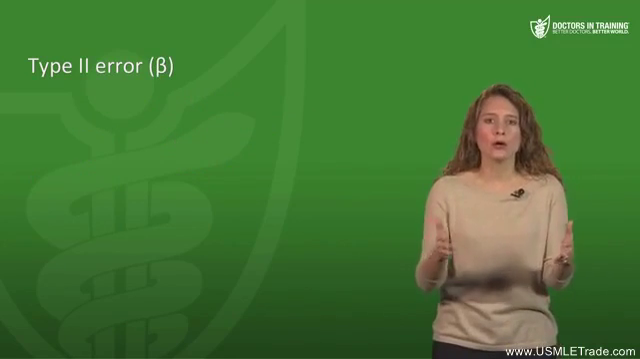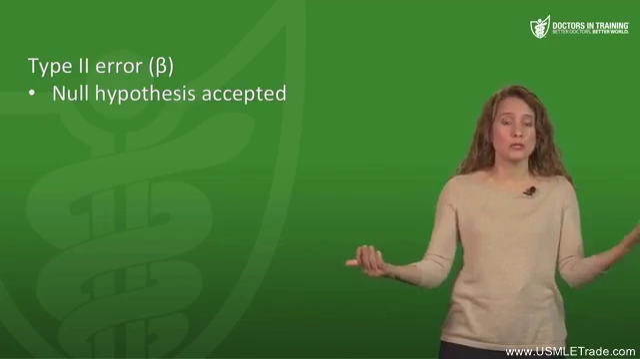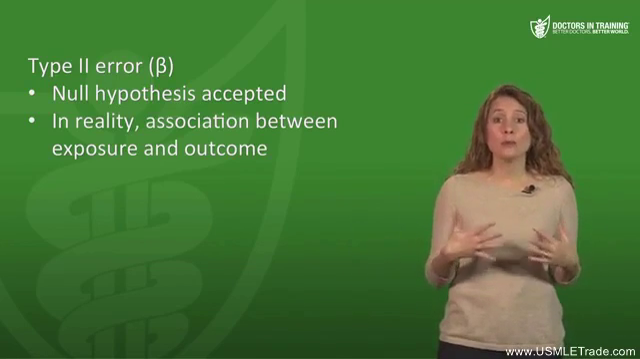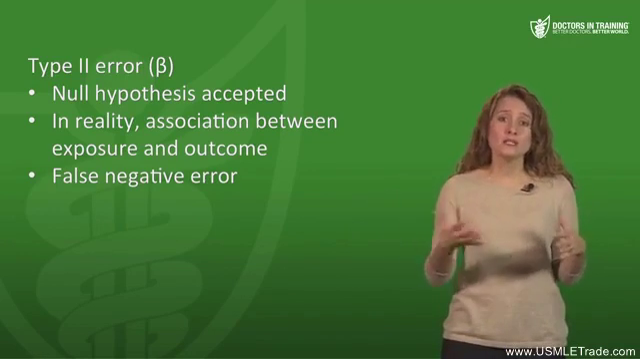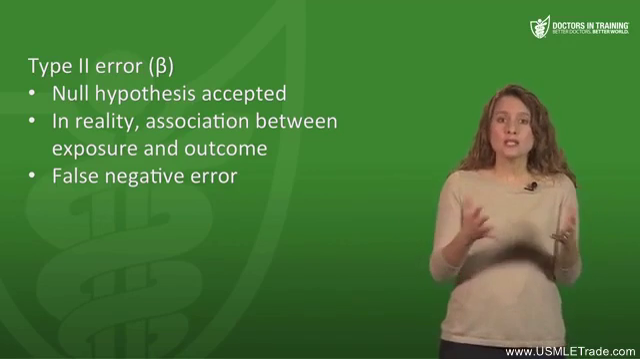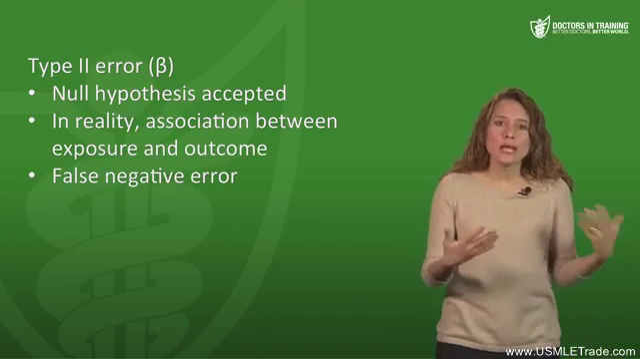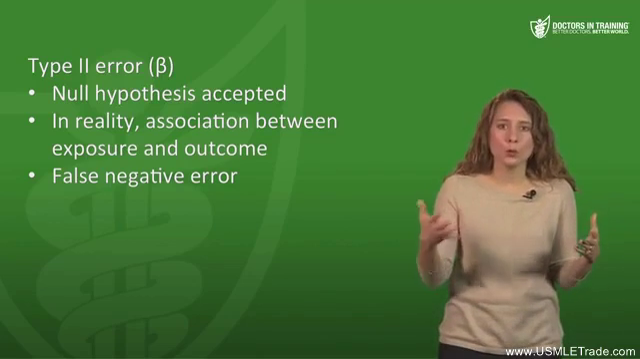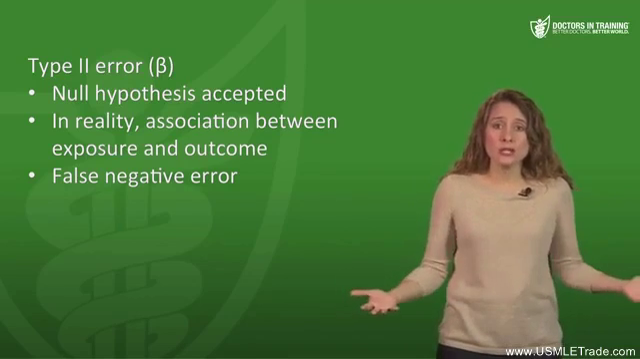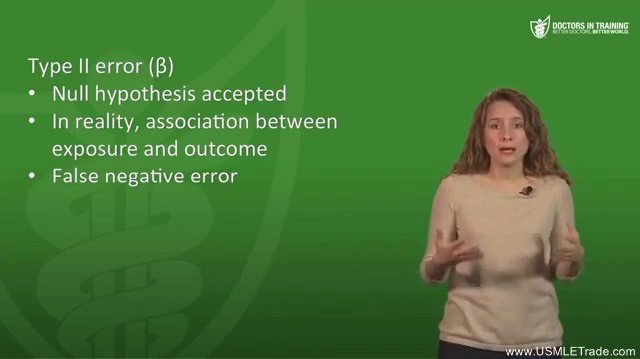A type 2 error occurs when the investigator accepts the null hypothesis that there is no association between the exposure and the outcome, when in reality there is an association. It might help you to remember this as a false negative error because the investigator said there was not an association when in reality there was. Say you were doing a study that was looking at smoking as a risk factor for lung cancer. If your data analysis gave you a p-value of 0.1, you might accept the null hypothesis and say that there's no association between smoking and lung cancer. This would be an example of type 2 or beta error.